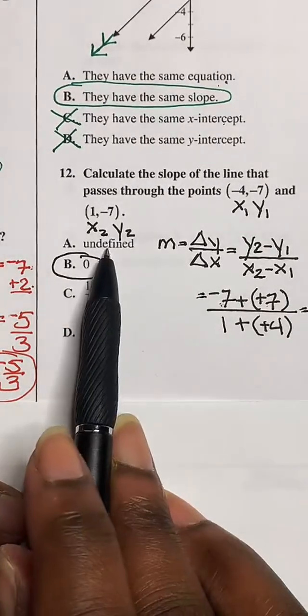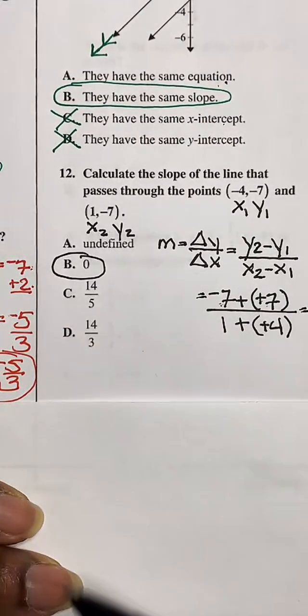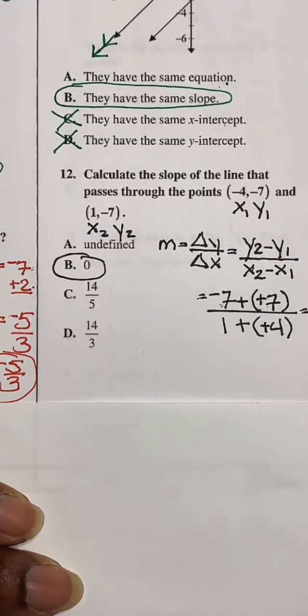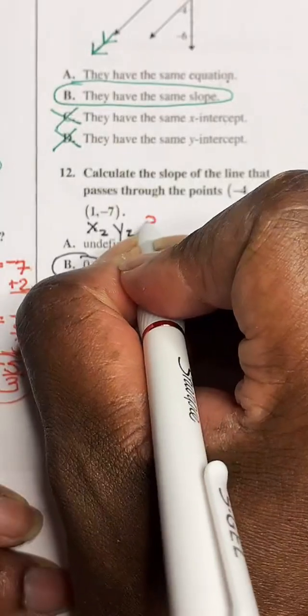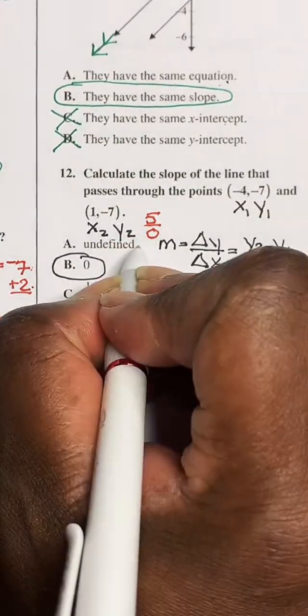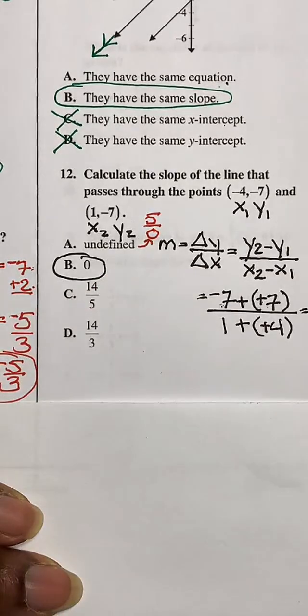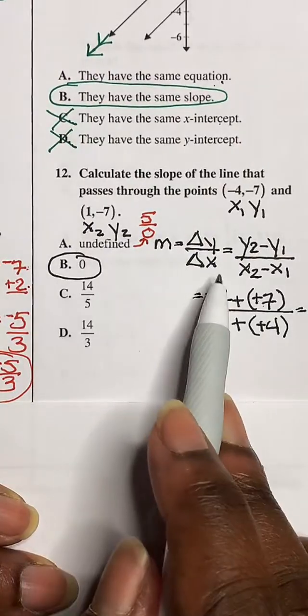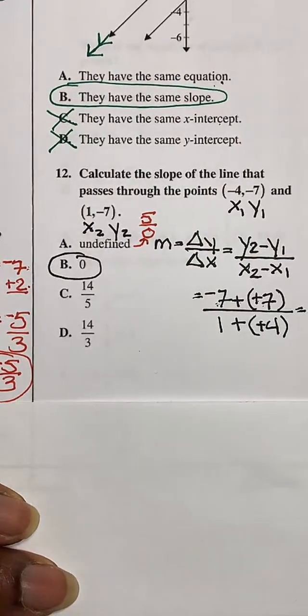Now, in order for it to be undefined, the 0 has to be in the denominator. So I like to remind myself and say no O below. When you have a 0 in the denominator, let's say if it said 5 over 0, which that's not the answer, that would be undefined. Can't have a 0 in the denominator. But remember, it's your y's over your x's. Okay, got me? All right.